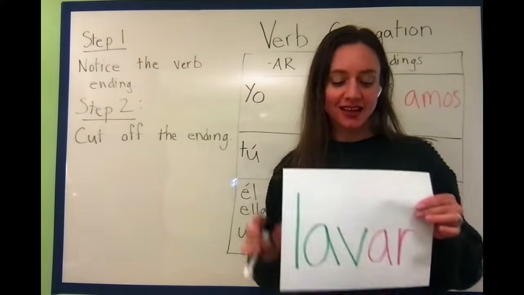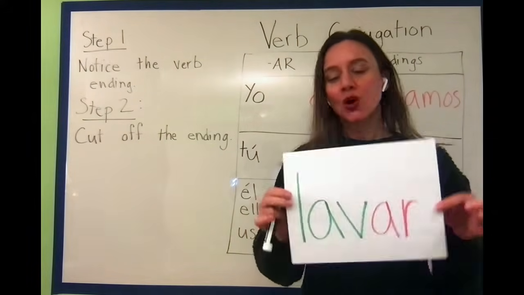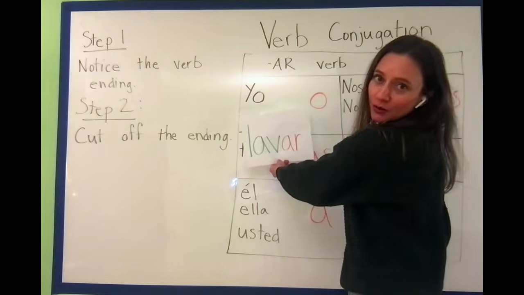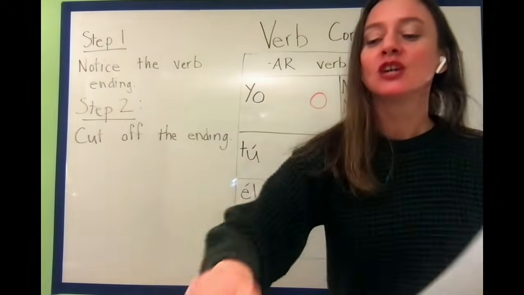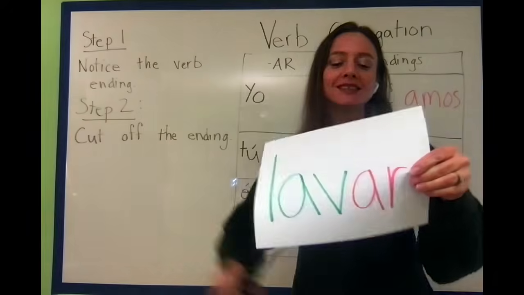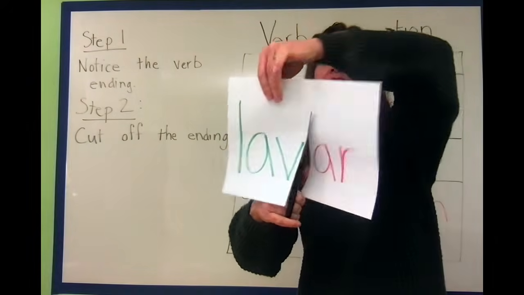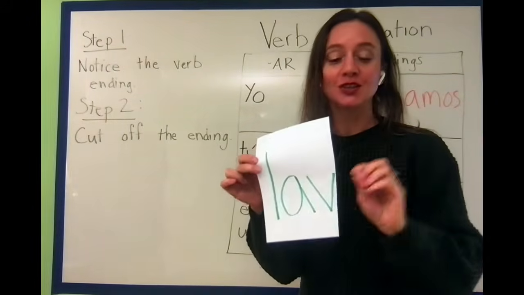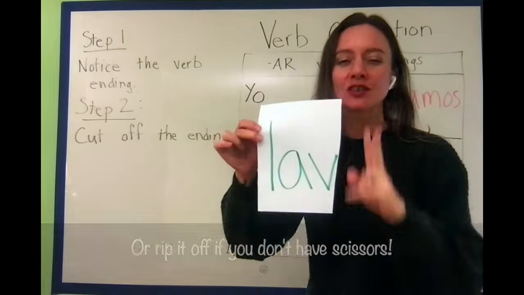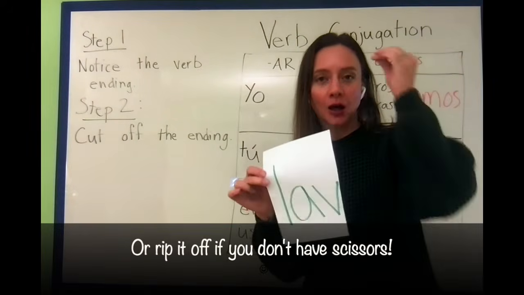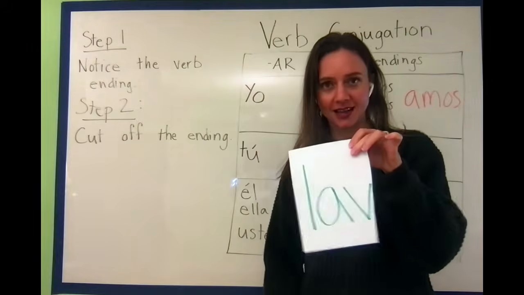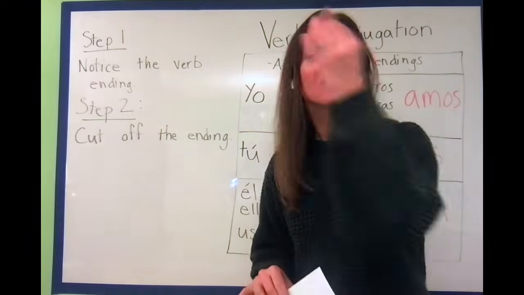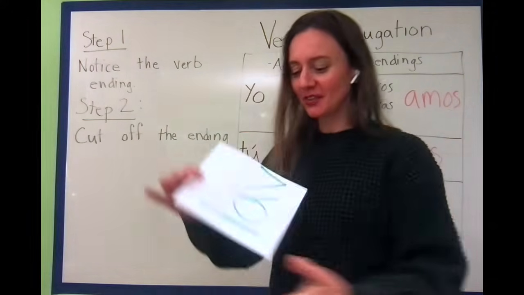Now, this is something that a lot of my students forget to do. We get so excited about verb conjugating that we're just like, oh, yo lavaro, yo lavaras. You need to make sure you cut that ending off. I highly recommend you get some paper, you get some scissors, you write down these verbs and you cut it off with the scissors because it's going to help your brain remember that you have to chop off that ending before you can put a new ending on. Just like a bush, you have to lose that flower before you can get another flower, okay?